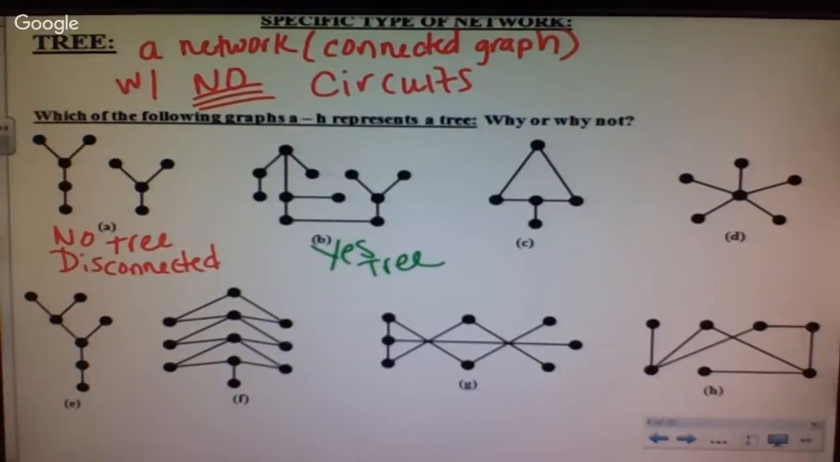Okay. Take a look at C. No. Why? It's a circuit. There's a circuit here. Okay, this is no tree. You've got a circuit right here. Even though it looks like an actual tree, it's not a tree. We're not talking about branches and everything else.